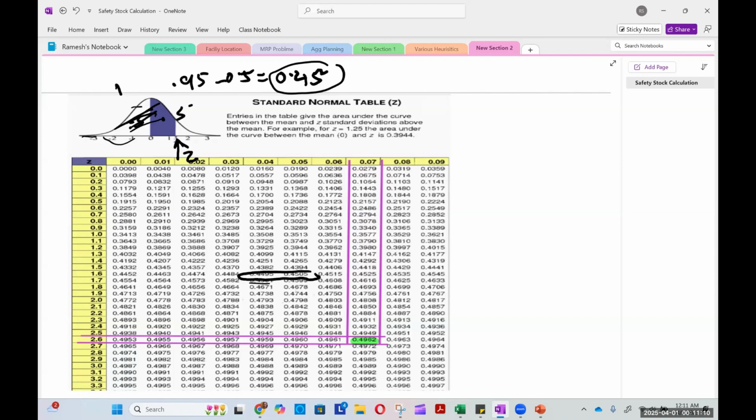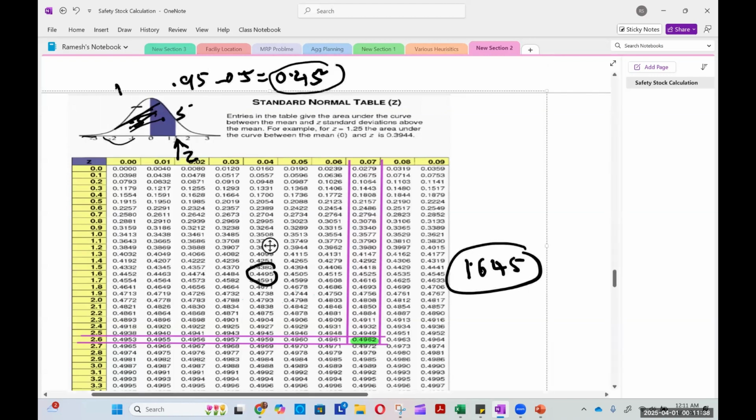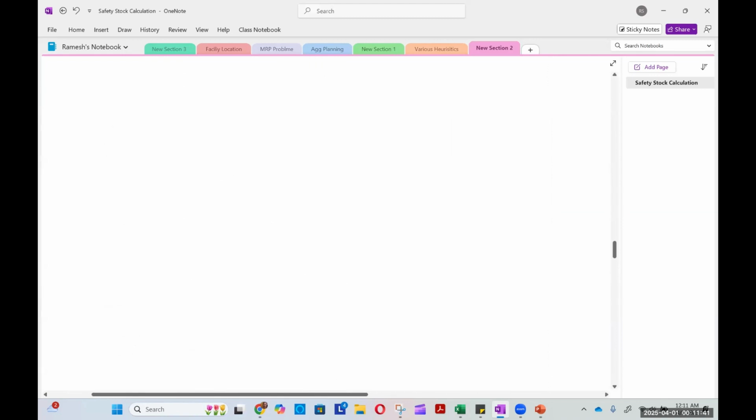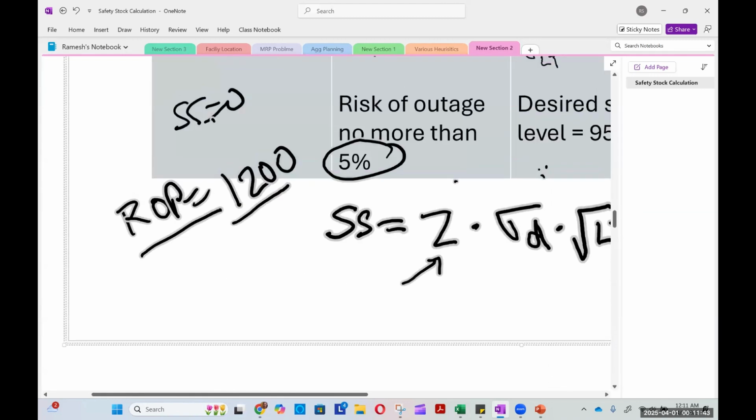Somewhere in between these two numbers. This is 495, so it is going to be 1.645. I'm just going to take the average of these two because, as you can see from this curve, this here is 0.4495, 0.4505. I'm looking for 0.45, so between 0.04 and 0.05. So I take this number, but you can take approximately some number, 1.64 or 1.65. So the Z value in this example is going to be 1.645.